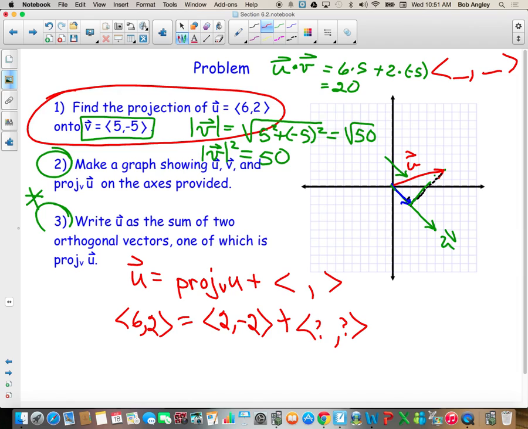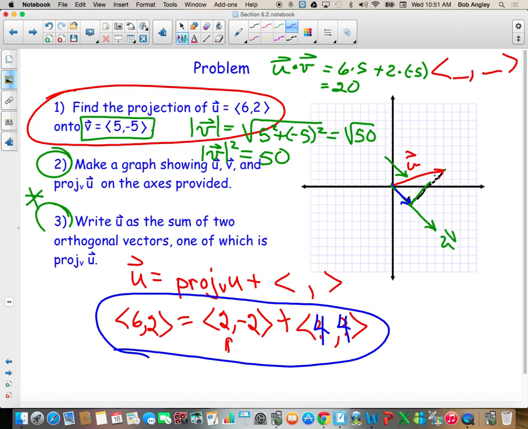What would we need to add to this 2 right here to get this 6? 4. And what would we need to add to this -2 to get 2 here? 4 again. And so writing this statement is this number 3 part. Now, that looks easy because these are integers.